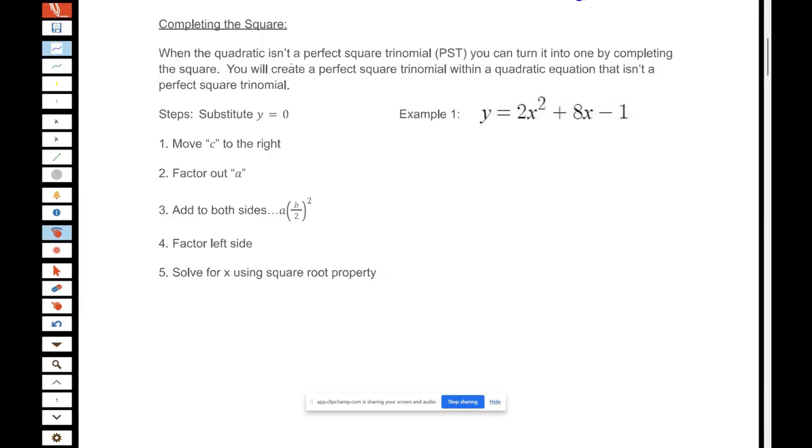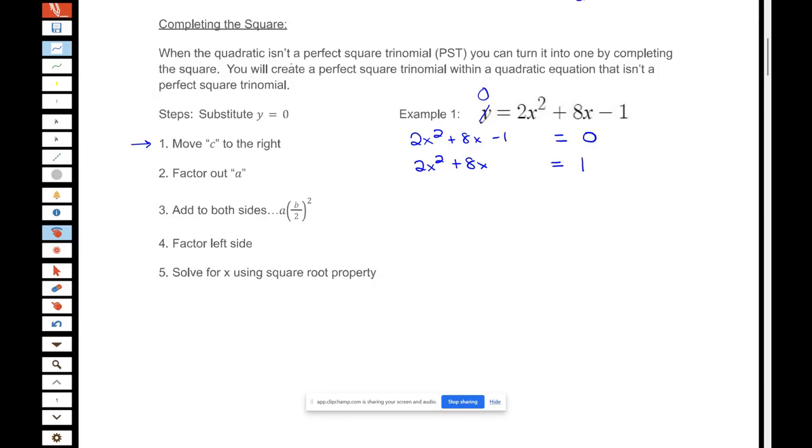The first thing we will do is substitute 0 for the y, because we want to remember that when we're finding the x-intercepts, wherever the x-intercepts are, the y is 0. So our two answers have a y-coordinate of 0, and we are going to get the x-coordinates. And then we're going to move the c term to the right. I like to write 2x squared plus 8x minus 1 equals 0. I like to always flip it around and have my quadratic on the left. I'm going to move the c term to the right now: 2x squared plus 8x equals 1.